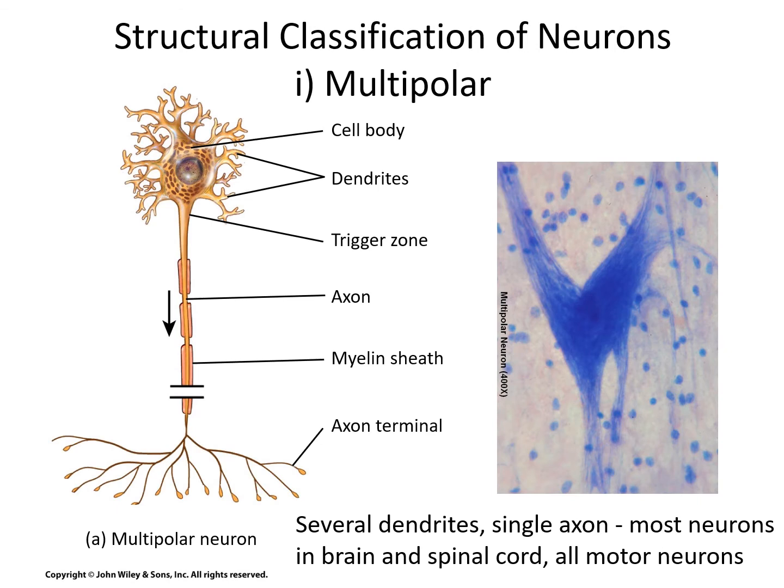We can also classify neurons based on their structure. First of all, we have multipolar neurons. These have a single axon that leads away from the cell body, but they have multiple dendrites that conduct signals to the cell body. So you can see in this example here, there's several ways that a signal might arrive at the cell body. And if we get sufficient signals coming in, that might cause the triggering of an action potential that will lead down the axon.